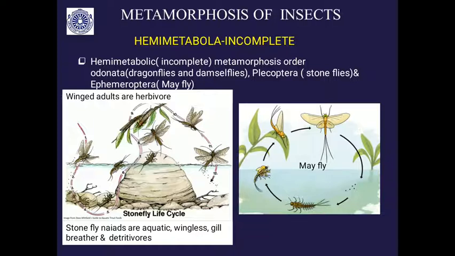So you will find in the stonefly here the nymphs, they are aquatic, they are wingless, gill breathers, and they are detritivores. They feed on detritus. Then they undergo several molts, and then finally the adult form, they are winged and they are herbivore adults in the case of stonefly. Similar you will find in the mayfly. The egg hatches into the aquatic larva, and these larvae undergo several molting, and finally they become winged adult. So this is the hemimetabolic or incomplete metamorphosis.